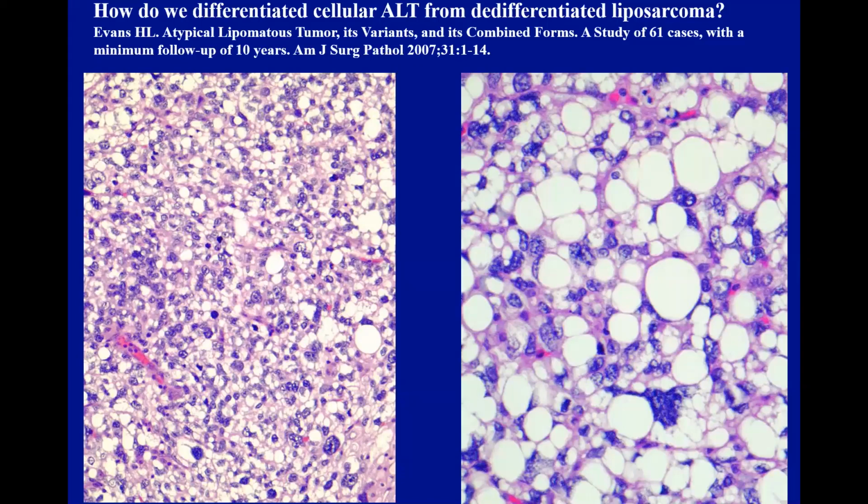And to be fair to my own biases, the cellular form had a median survival of about 142 months, whereas there was about a 209-month median survival for those that were more conventional. But the important point was the separation between the cellular forms and dedifferentiation. Dedifferentiated liposarcoma had a median survival of around 77 months. So we're talking about 6 years versus over 12 years, in terms of averages, between the cellular form and the dedifferentiated form.